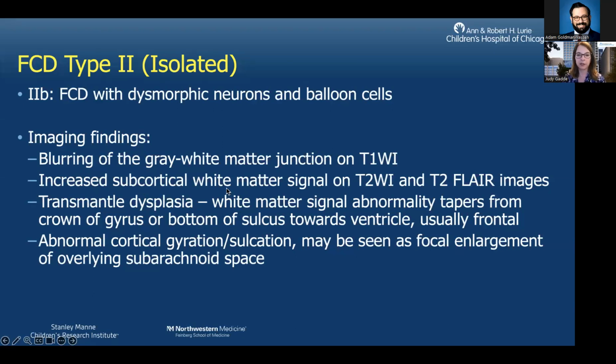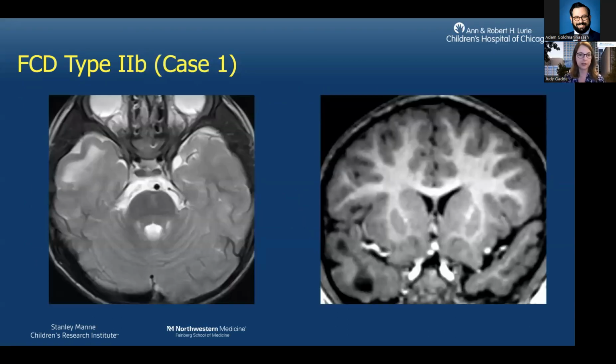And I'll show you an example of this, but this is basically where the abnormal signal in the white matter tapers from the crown of the gyrus to the ipsilateral ventricle, and it's usually going to be the frontal horn of the lateral ventricle. Again, similar to others, can also see abnormal cortical gyration and sulcation, which may be as subtle as just seeing focal enlargement of the overlying subarachnoid space.